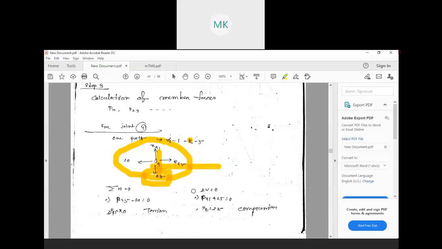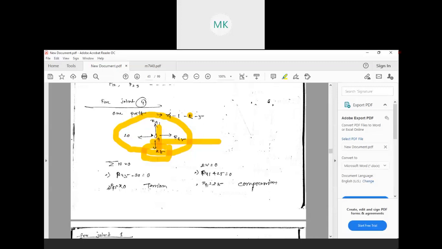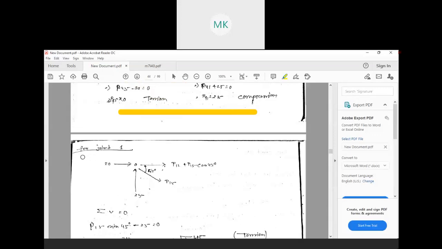Again you need to follow the horizontal, vertical equations. From that, the other unknowns you need to find out. I think these things are very simple. You can easily find out. So we need to repeat this in all the joints. Next for joint one also, again we need to repeat the same things.